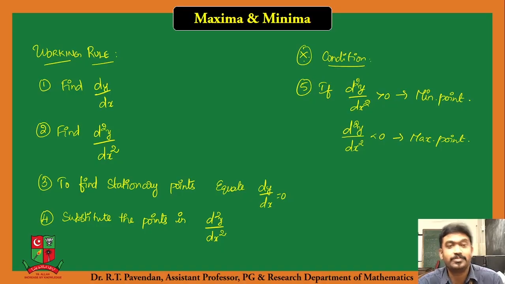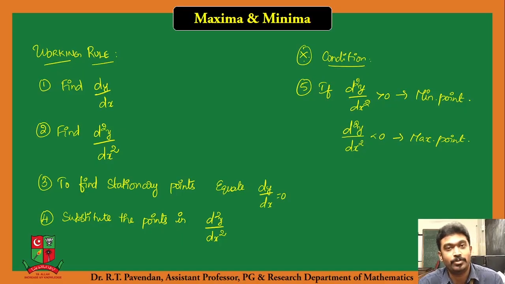The third step is the important step where we are going to find the stationary points by equating the obtained dy by dx to 0, where we get points based on x values. Those x values we are going to substitute in the d square y by dx square. That happens to be the fourth step. After that, there is the important condition: if d square y by dx square is strictly greater than 0, the point which we have substituted to obtain this greater than 0 value is going to be the minimum point.